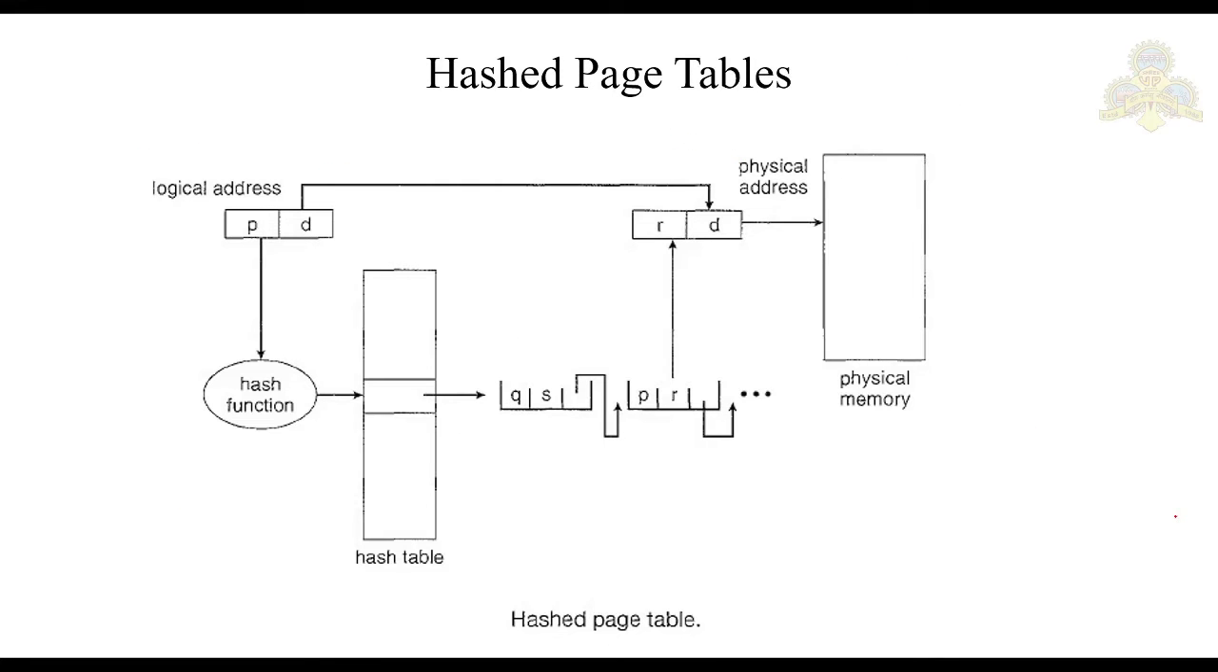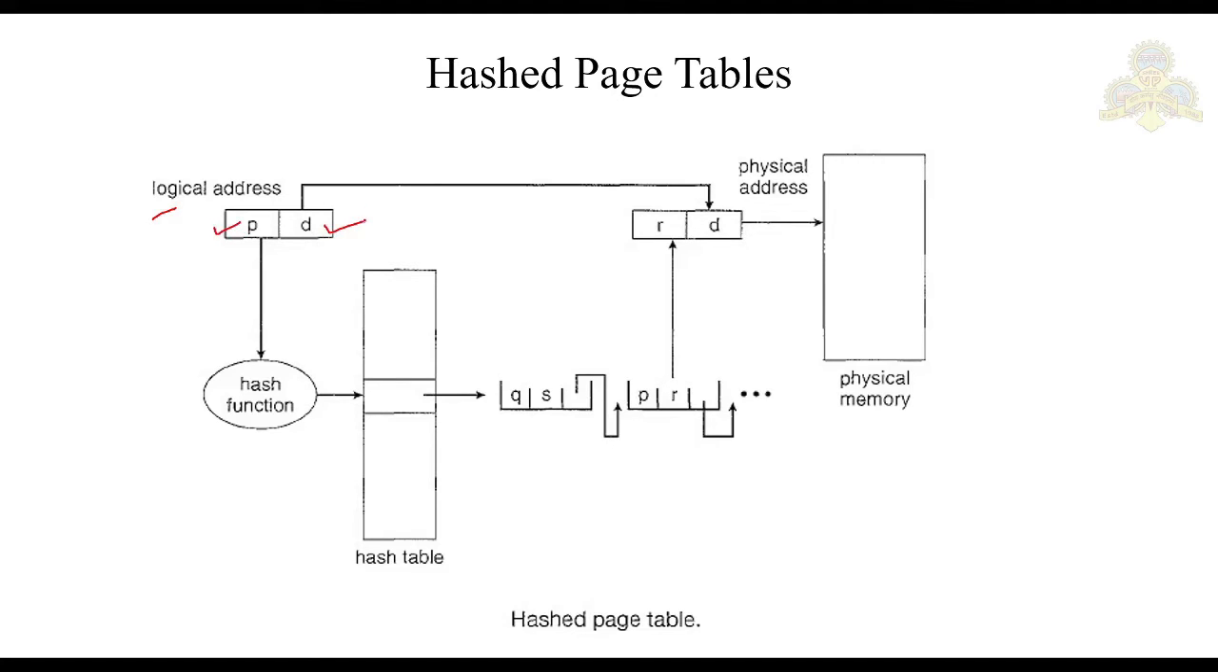Fine. The next one is the hashed page tables. Again, this hashed page table is used to store large page table entries, basically wherever you have a logical address space greater than 32 bits. In the hashed page table, the CPU produces this logical address. Now this logical address is divided into two parts, as we all know: this is the page number and this is the displacement or the offset.